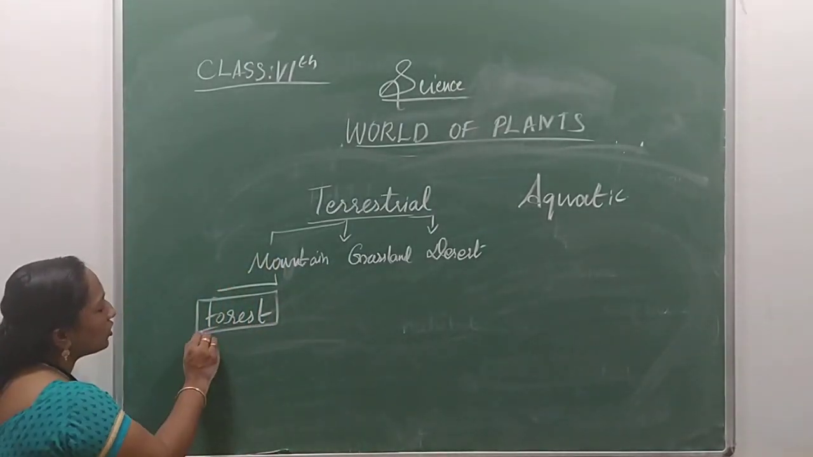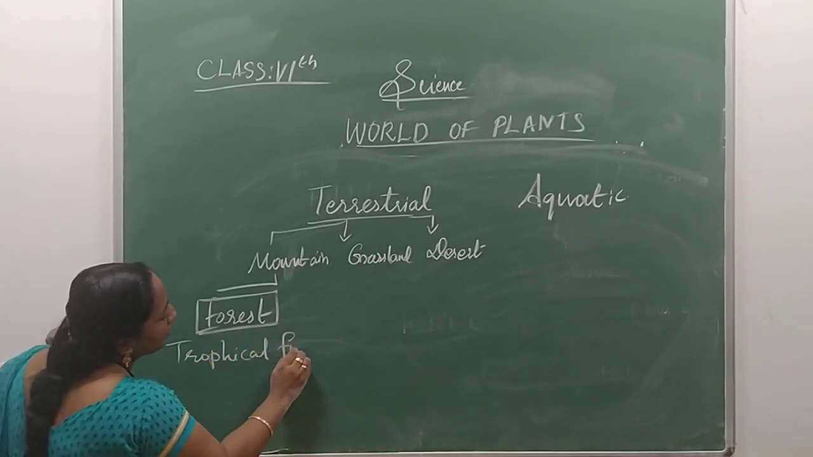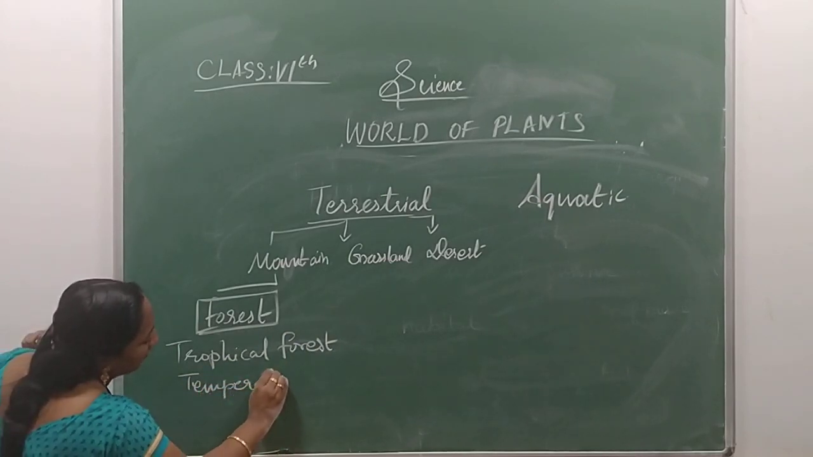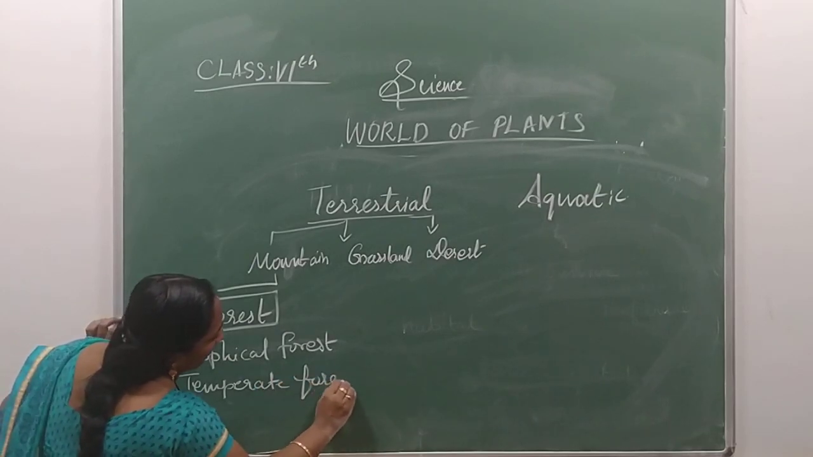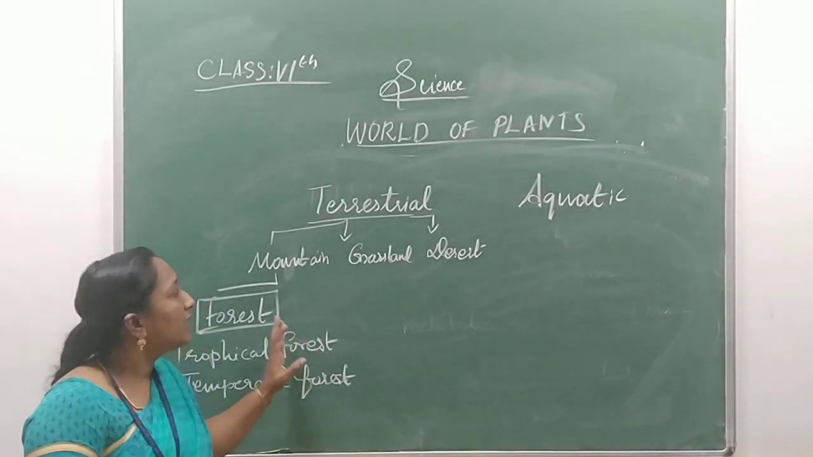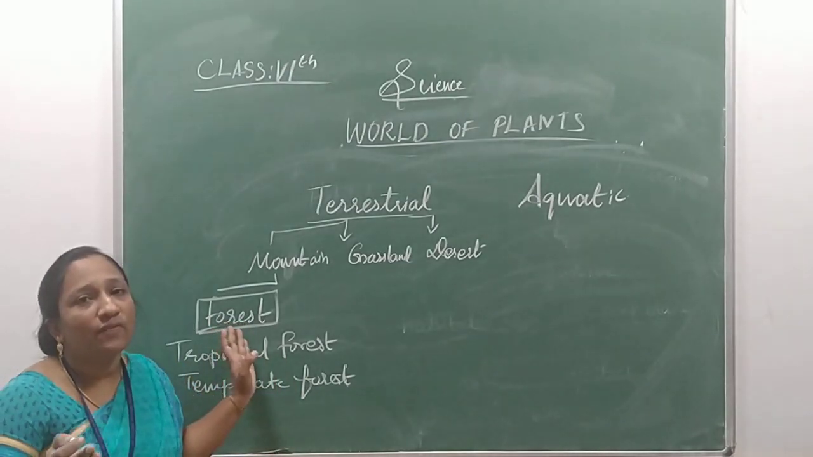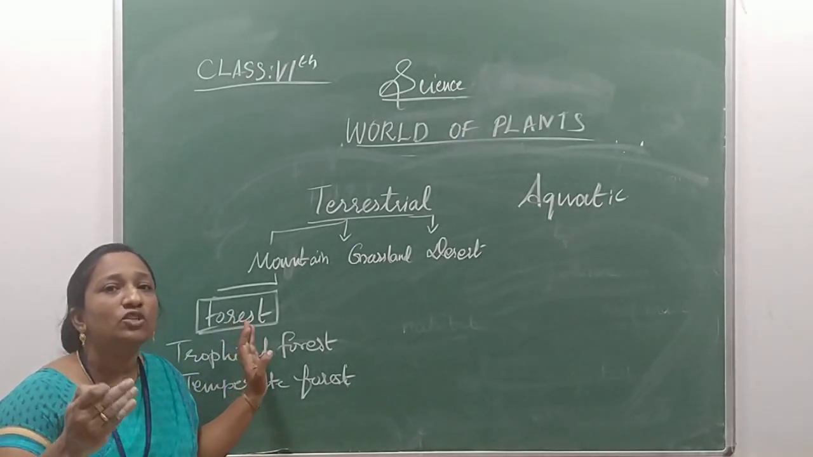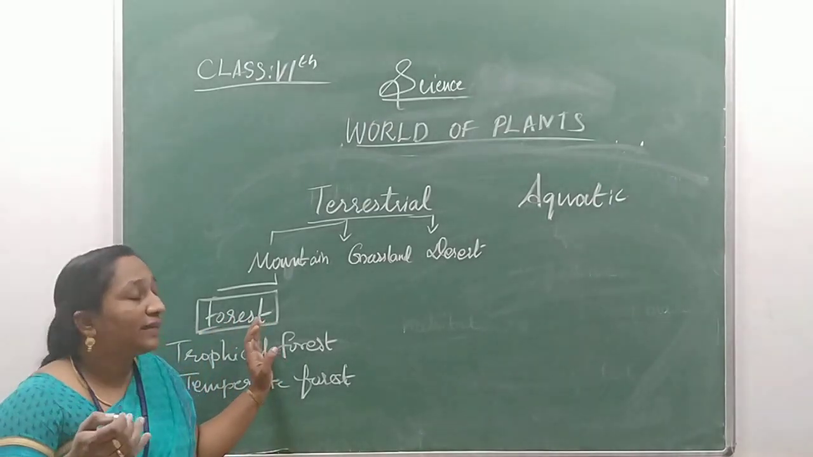Okay. So these forests are also divided into tropical forest, then temperate forest. So tropical forest, how is it divided? Based on the types of plants, based on the area, based on the latitude, the deciduous forest, rainforest, and like that we have seen, no?